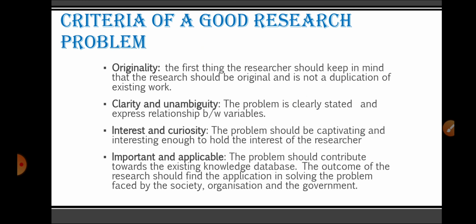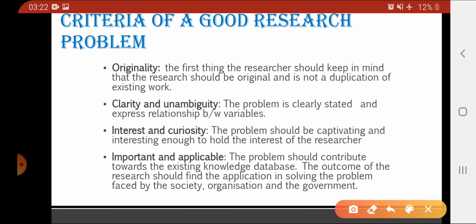Moving on, the criteria of a good research problem. We have to make sure that the research which we are doing should be original enough; it shouldn't be a duplication of the existing one. It should have clarity and no ambiguity. That means the research problem should be clear enough, and there should be no ambiguity between the variables.